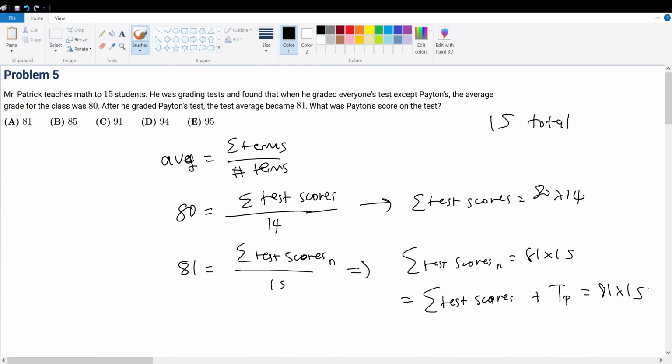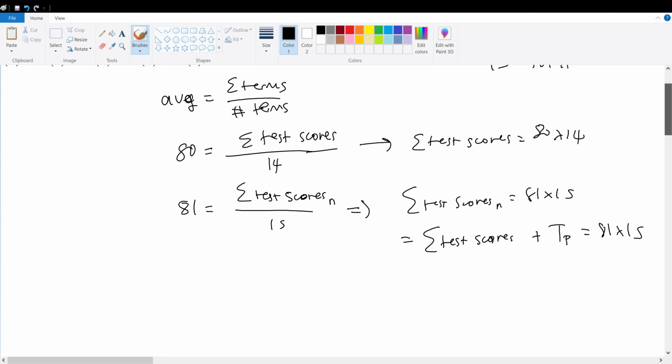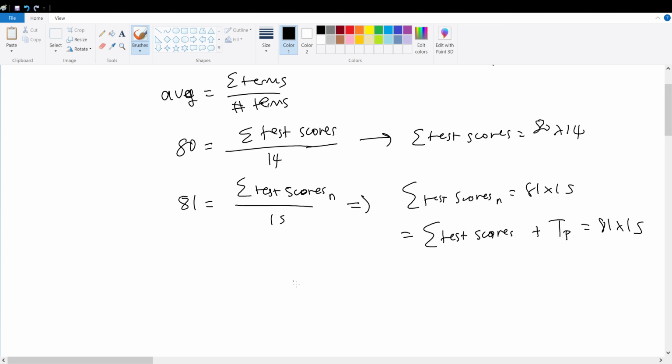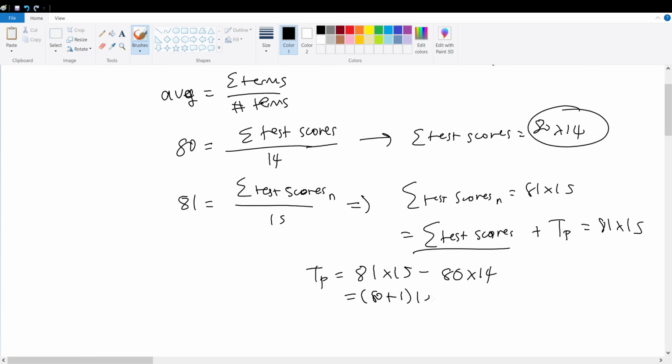And we're trying to find what was Peyton's score. So we're trying to find TP. Well, TP is no more than 81 times 15 subtracted by this amount, which is what? 80 times 14 that we found recently. So what is this quantity? Well, this is the same thing as 80 plus 1 times 15 minus 80 times 14. So this is the same thing as 80 times 15 plus 15 minus 80 times 14.